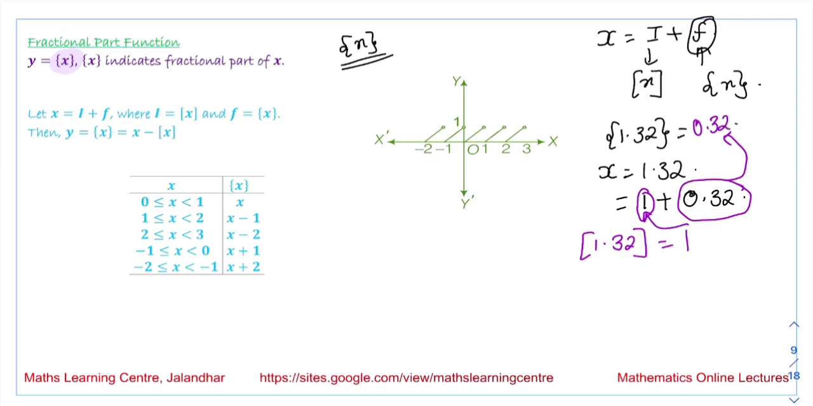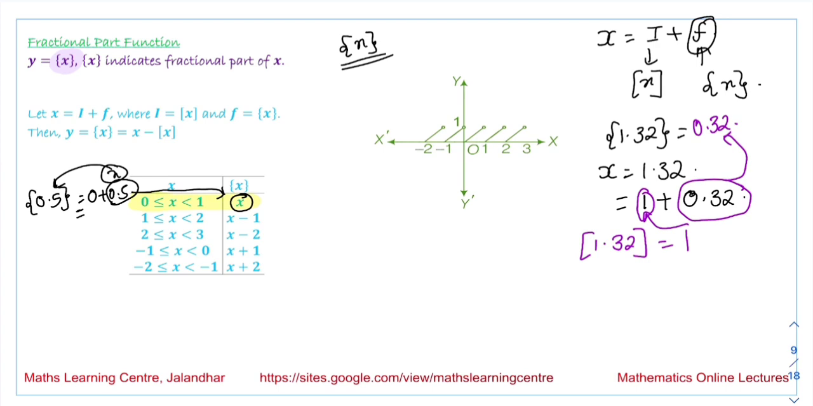So if we plot the graph for this function, or if we plot the values of this function, we are saying if the value of x is lying between 0 and 1, the value of the fractional part is x. Suppose for example it is 0.5, and we are talking about the fractional part, it is 0 plus 0.5. The answer we obtain for the fractional part is x itself.